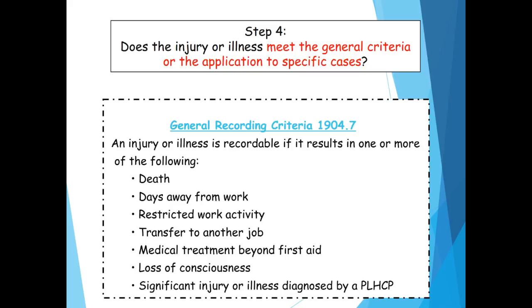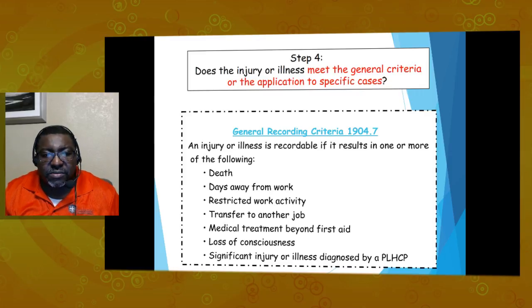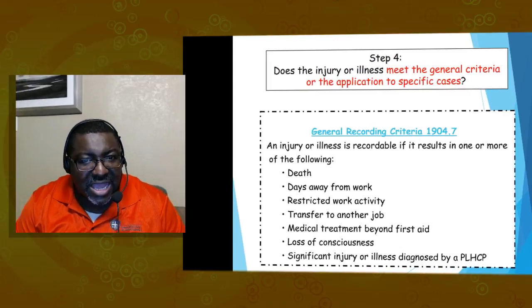So the general criteria. If any of these things happen, an injury or illness is recordable if it results in one or more of the following: death, days away, restricted work or transfer, medical treatment beyond first aid, loss of consciousness, or a significant injury diagnosed by a licensed healthcare professional. Then automatically those things become recordable. So in this case, you're really going to have to plan those things out. Those are your 4 steps of figuring out what goes into your injury and illness logs.